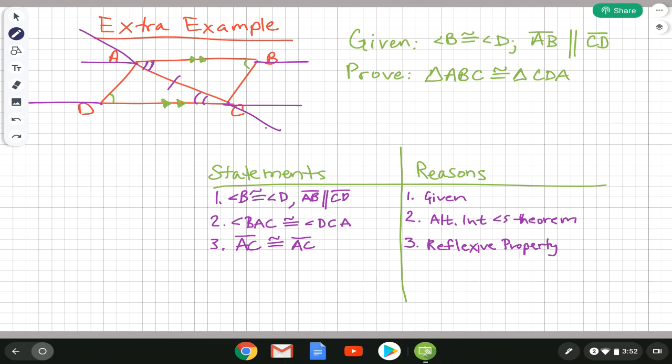Okay, now once I have two angles and a non-included side, I can write down my proof statement, which is the triangle congruence. So triangle ABC is congruent to triangle CDA, and that was by the angle side theorem.